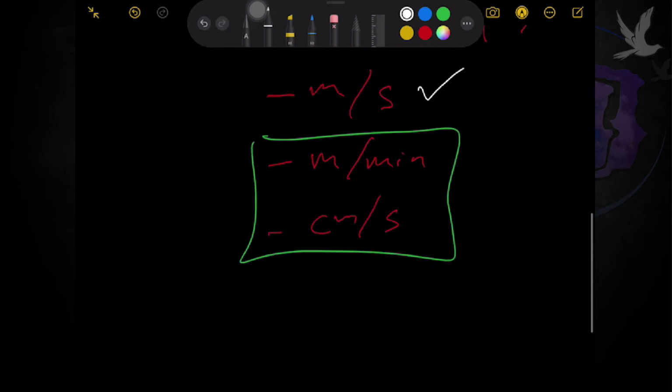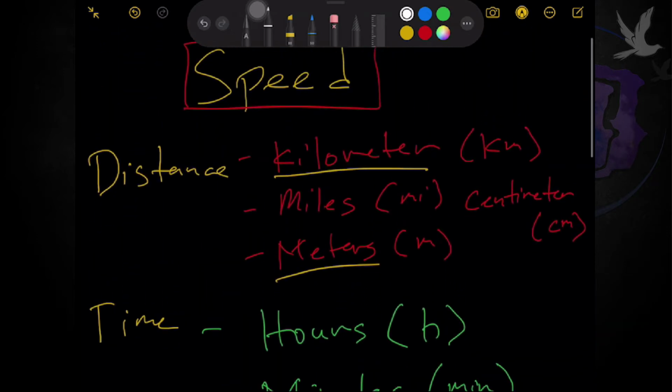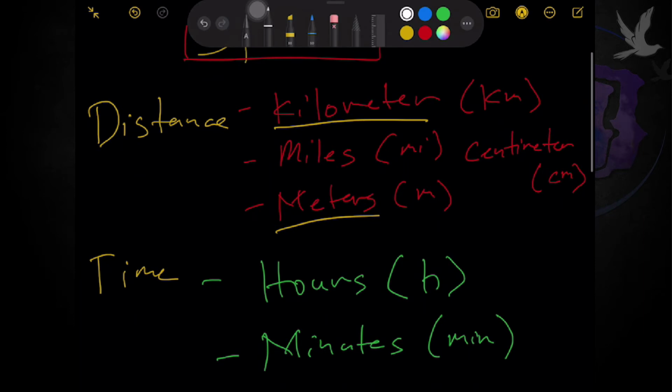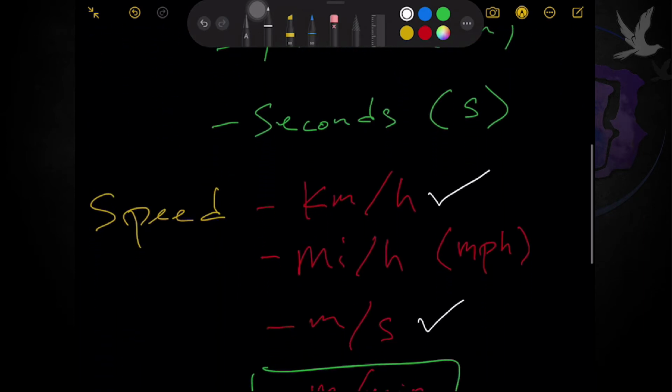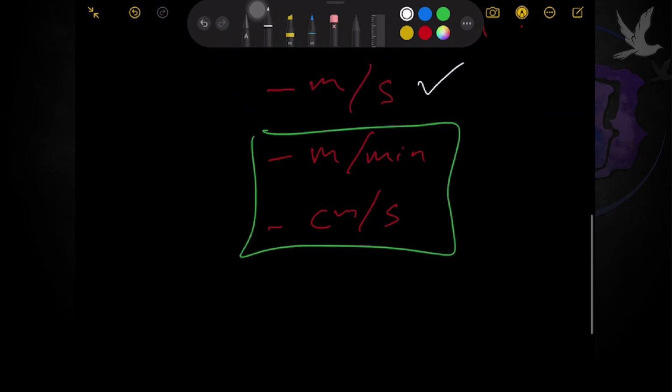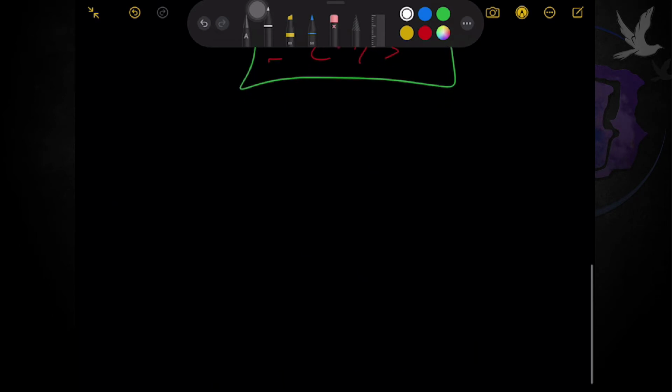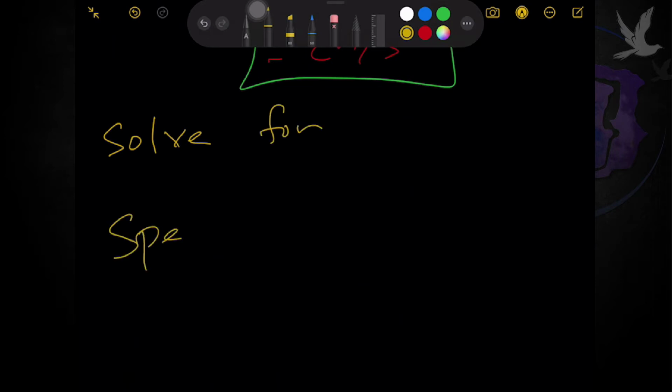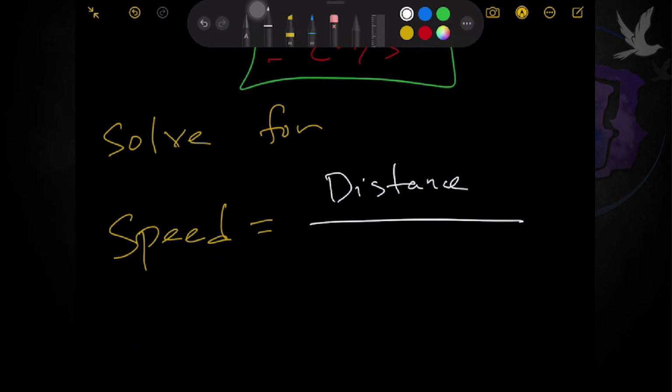Okay? So, since you are now introduced with terms and units for distance, time, and speed, it is now time to introduce you the formula. If you are going to solve for speed, what do you need to solve for speed? You need to take 2 units. And what are these 2 units? It's distance and time.